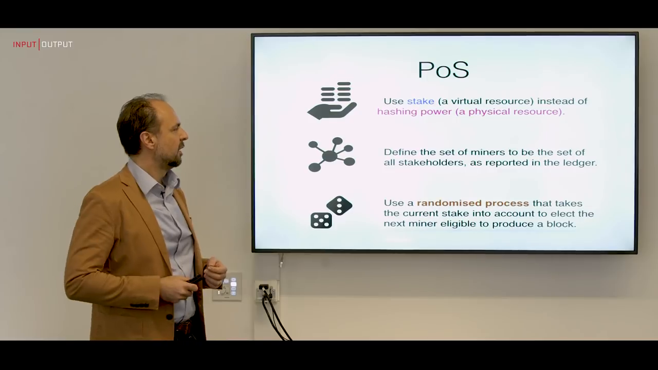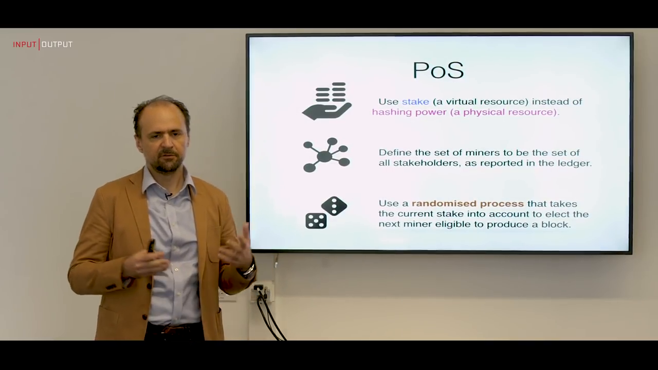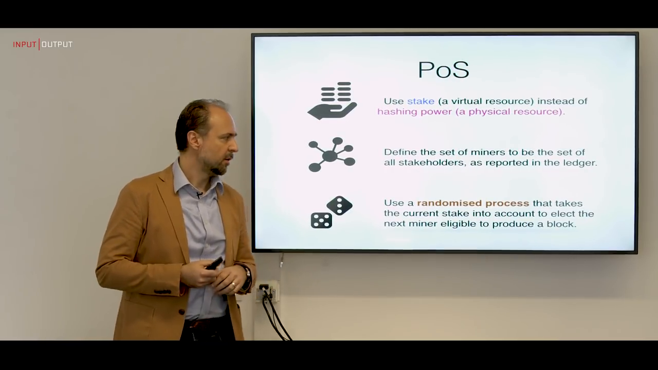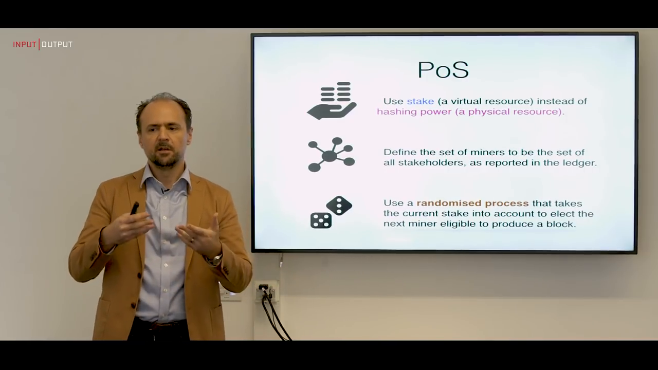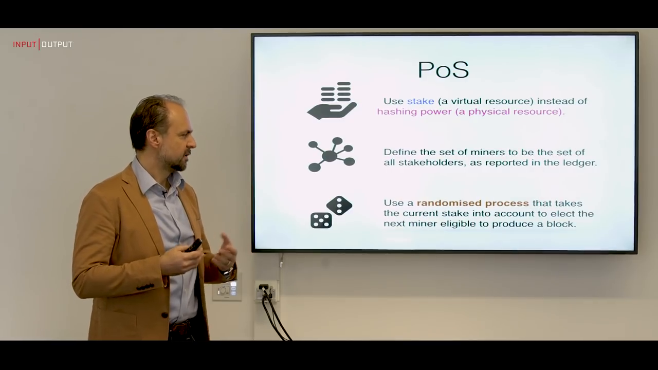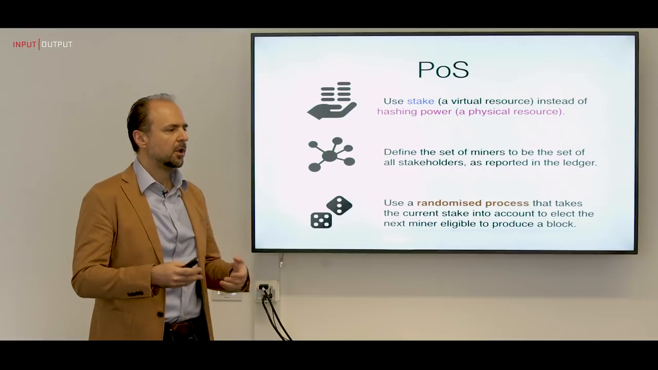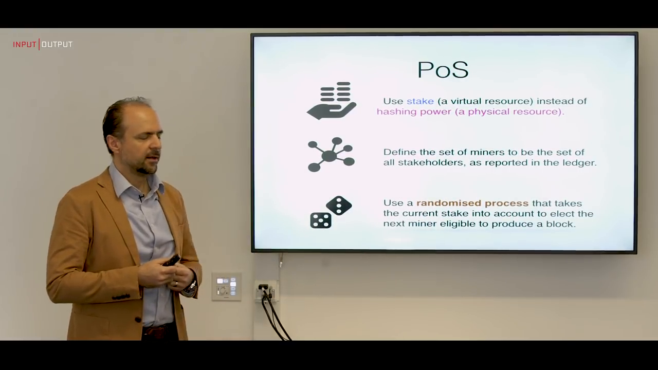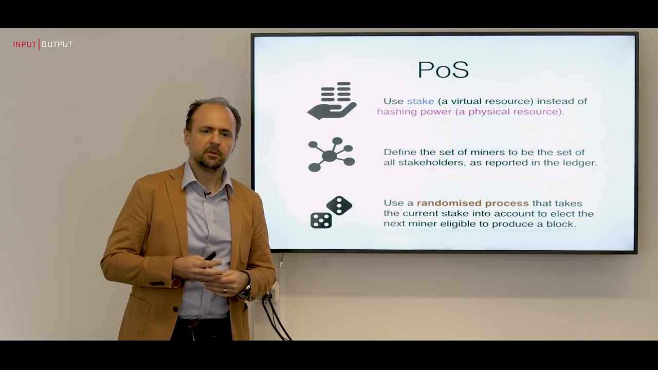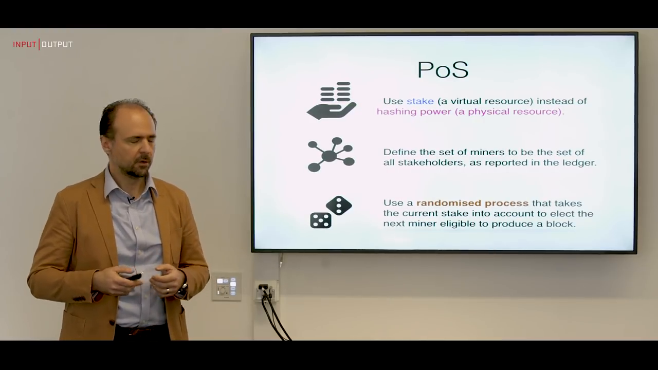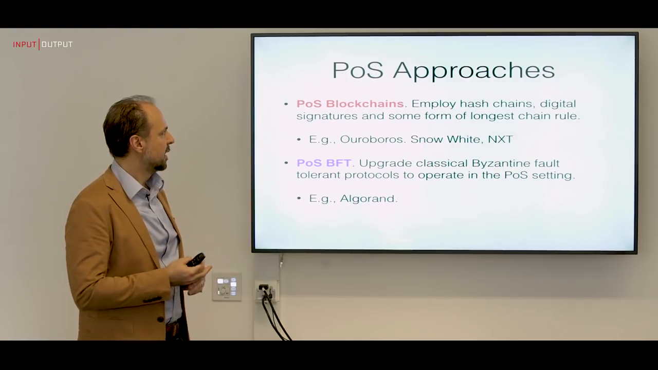Modifying this is what proof of stake is about. Using stake, which is a virtual resource, instead of hashing power, which is a physical resource, is at the core of the PoS idea. While in proof of work the set of stakeholders are the miners in some sense, this will be substituted by those that have stake, which is reported in the ledger. Once we have this, we have to come up with a randomized process that is capable of emulating basically the same election idea that naturally comes in the proof of work domain. This idea proved to be very powerful and motivated a number of people to propose a lot of protocols for implementing the proof of stake concept. There are two fundamental approaches here to consider for proof of stake.